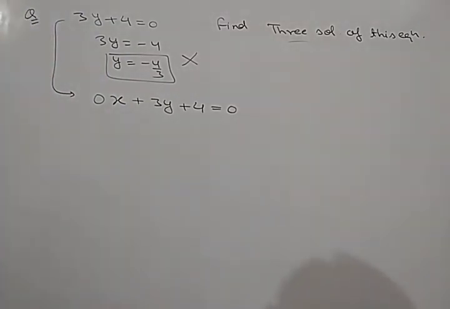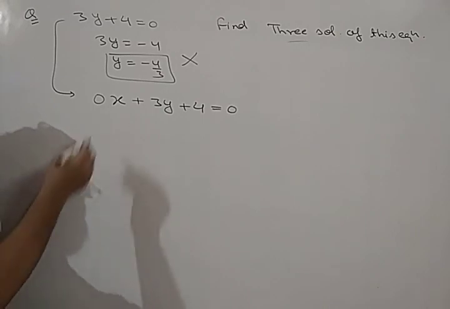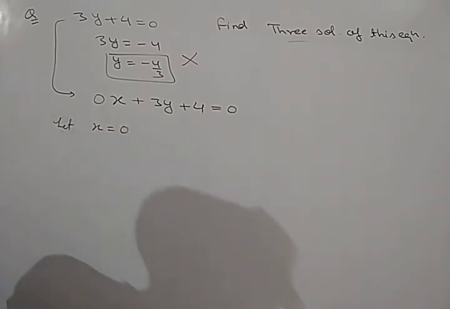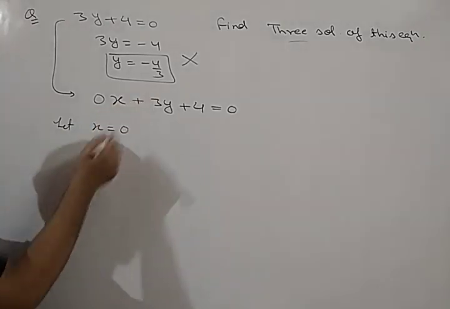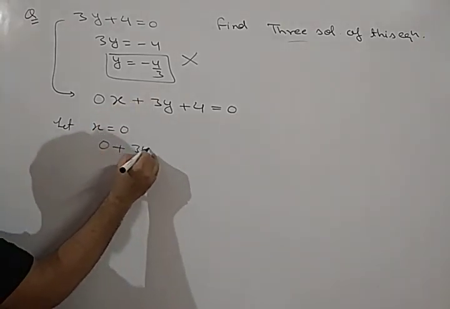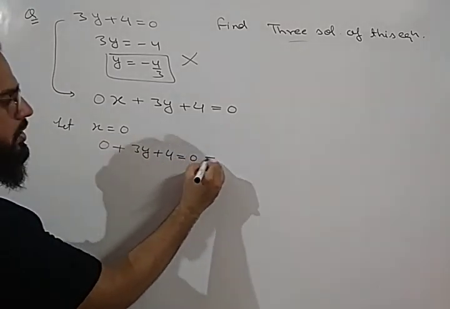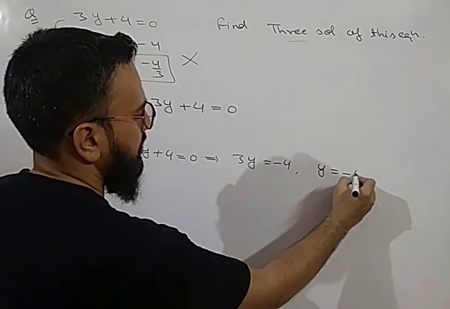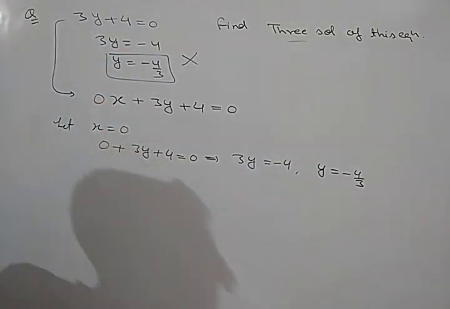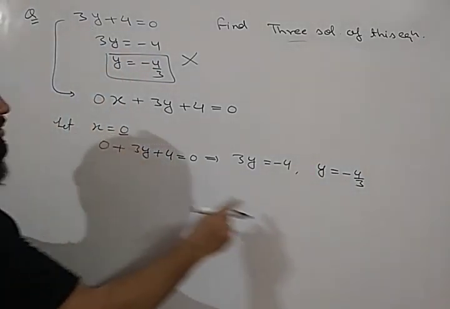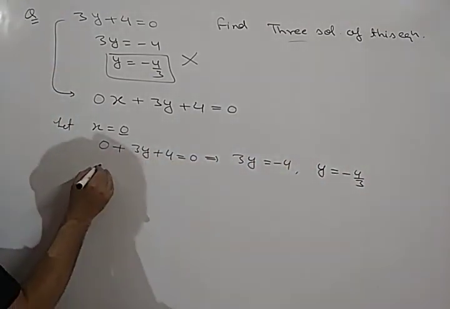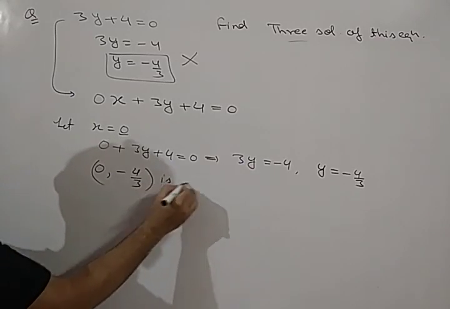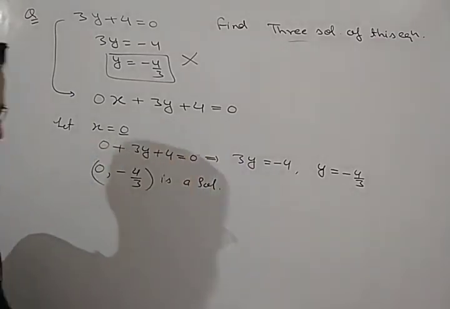Now we have to find three solutions. So now we can put the value of x. Let x equal 0. Then 0 into 0 will be 0, plus 3y plus 4 equal to 0, or we get 3y is equal to minus 4, or y will be equal to minus 4 by 3. It means at x equal to 0, y is equal to minus 4 by 3. So the ordered pair 0 comma minus 4 by 3 is a solution.